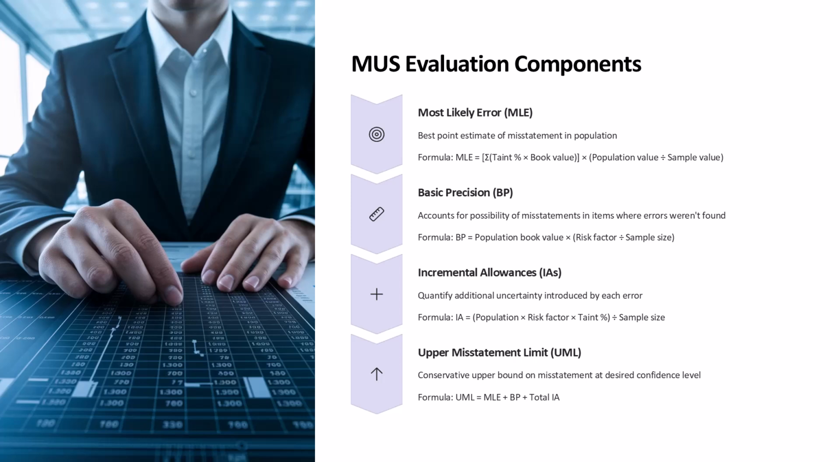The decision rule is straightforward. If UML is less than or equal to tolerable misstatement, we accept the recorded balance. If UML is greater than tolerable misstatement, we can't accept the recorded balance and need to either request an adjustment or perform additional procedures. This statistical approach provides a defensible basis for our conclusions, which is especially important in high-risk areas or when facing regulatory scrutiny.